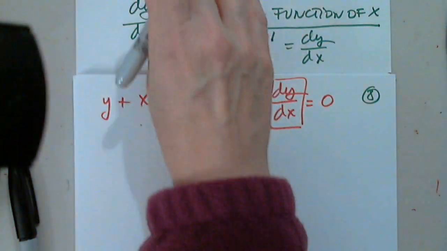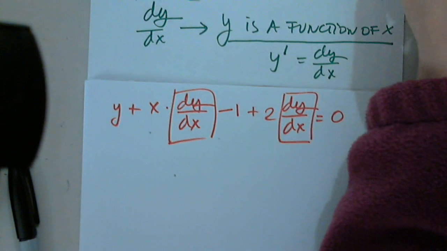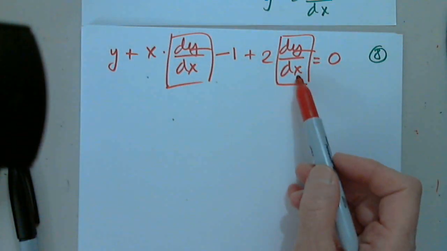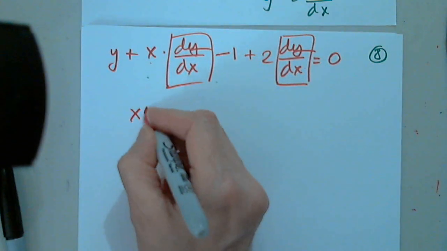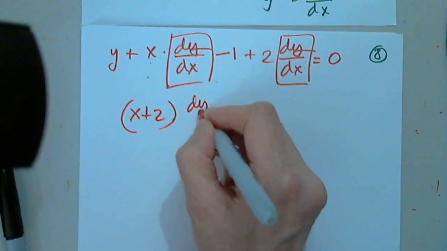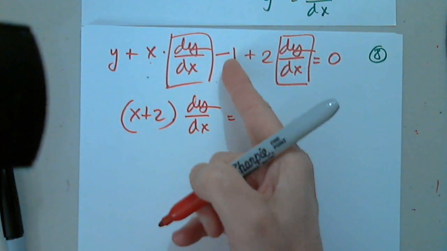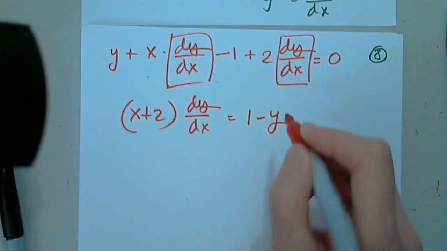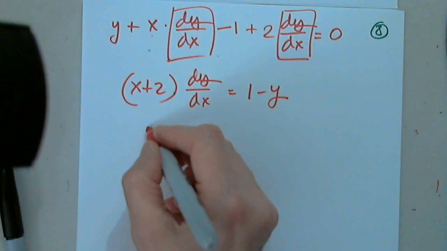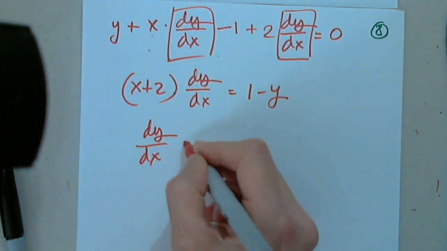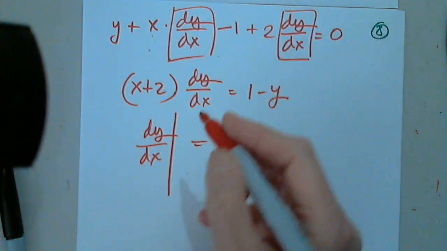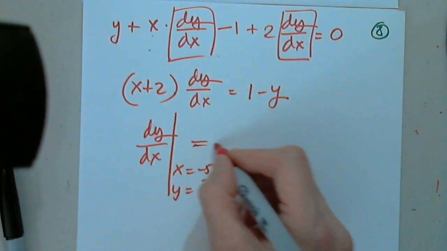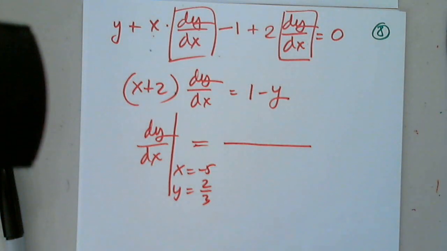This is what we are solving for. At this moment, this is just algebra, nothing else. So we factor out dy over dx. I have x plus 2 times dy over dx. I have to move -1 to the other side, and I have to move y to the other side. And now I have dy over dx. And after that, I will plug in x equals -5 and y equals 2/3 and find the answer.